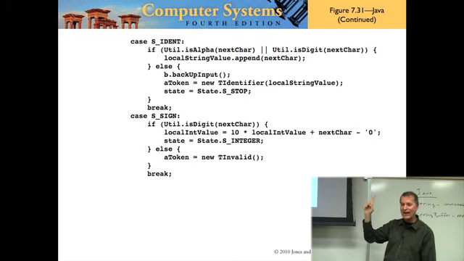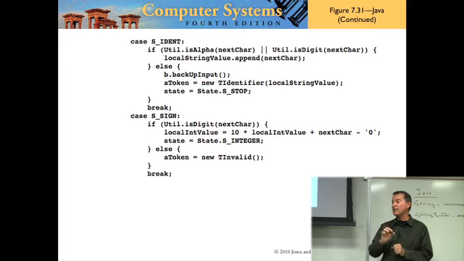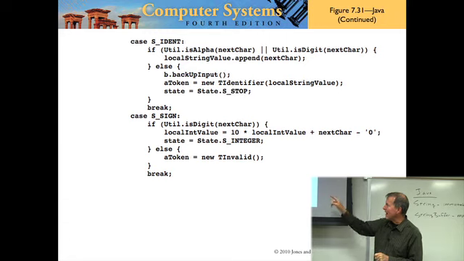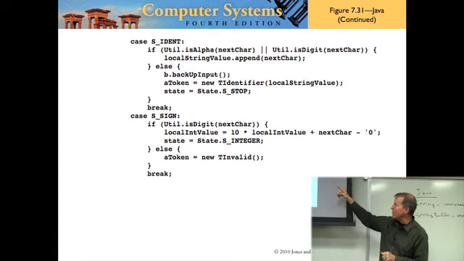Else what? You guys, back up. Because what if it was a hyphen? Yeah, what if it was a hyphen? Because then it's different. You need that hyphen to start, it might be like a -47 with no space in between. Are you with me? Else b dot backup input, a token gets new T identifier, local string value.